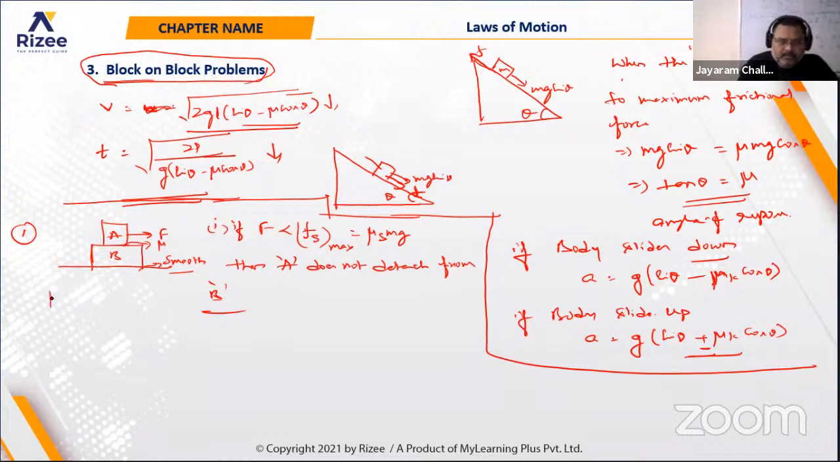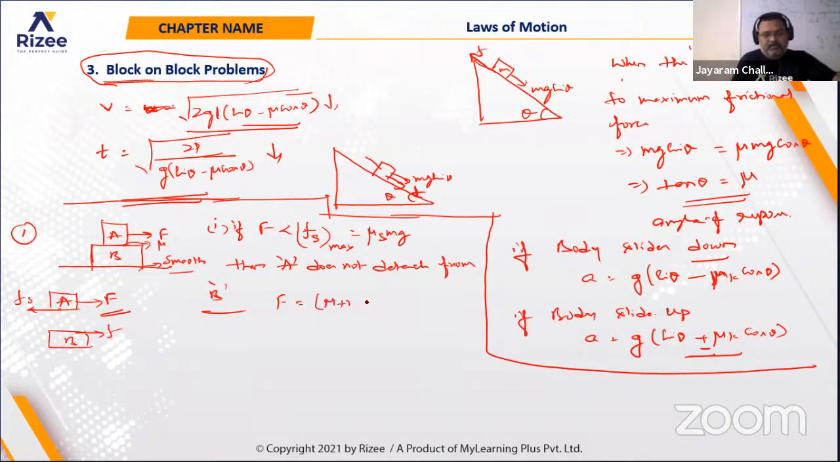Or if you want, you can write this using the block diagram. Force is in this direction, then the frictional force acts in this direction, which is less than the limiting friction. On block B, the only force is the frictional force, acting in the forward direction, which is equal to the applied force because it is not exceeding the maximum limiting friction. Then F can be written as (M plus m) into a, or the combined acceleration is equal to F by (M plus m).